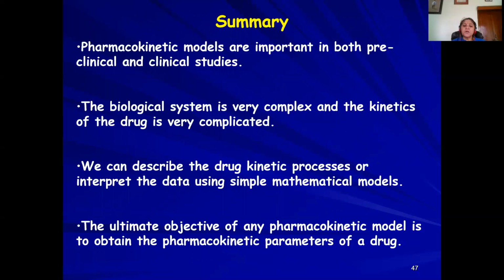The ultimate objective of any pharmacokinetic model is to obtain the pharmacokinetic parameters of the drug. There are three models I told you, and any model you can use depending on the requirement, but the ultimate objective of any pharmacokinetic model is to give the pharmacokinetic parameters of a drug, which is of importance in understanding the behavior of the drug inside the body.